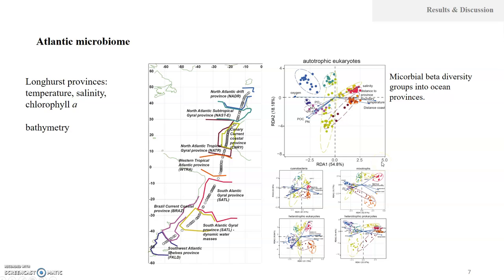We could also show that across trophic levels, these patterns remained persistent within the cyanobacteria, the eukaryotic mixotrophs, the heterotrophic eukaryotes, and the heterotrophic prokaryotes. In my talk today, I will only focus on the autotrophic eukaryotes, discussing the more general patterns we observed across all trophic levels.